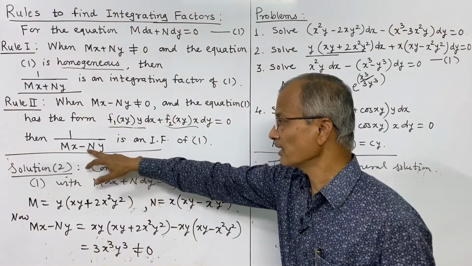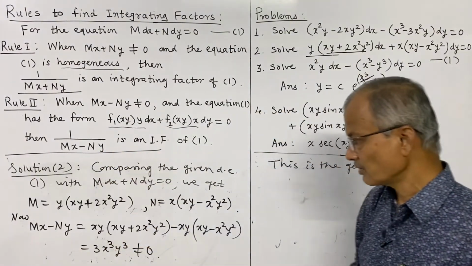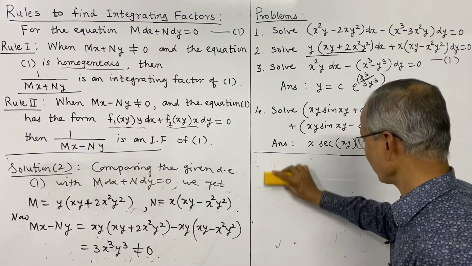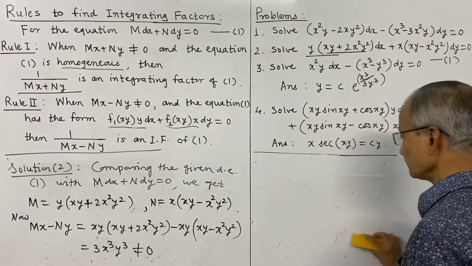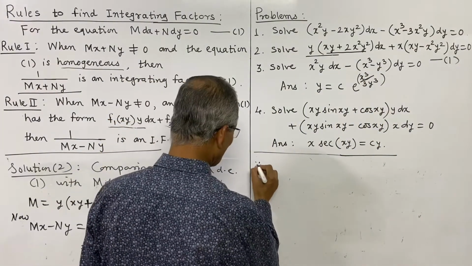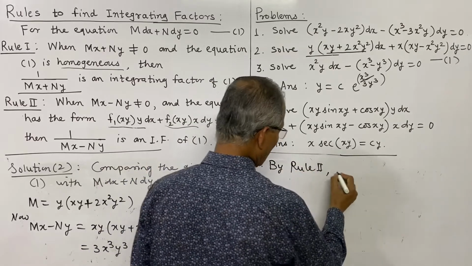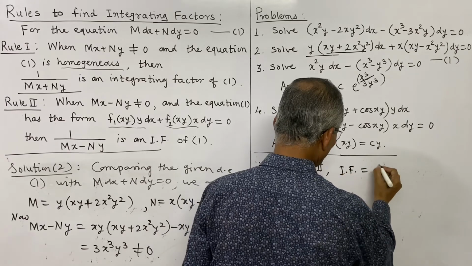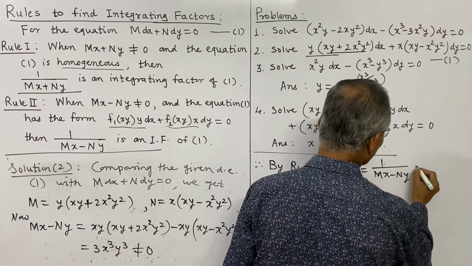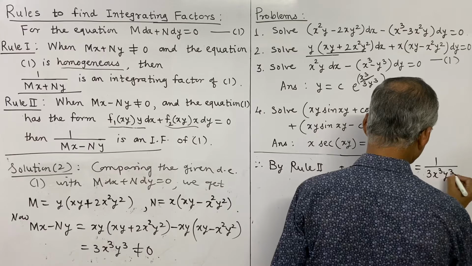So therefore the integrating factor is 1 over mx minus ny, that is 1 over 3x cube into y cube, and therefore by rule 2 the integrating factor is 1 upon mx minus ny, that is 1 upon 3 into x cube into y cube.